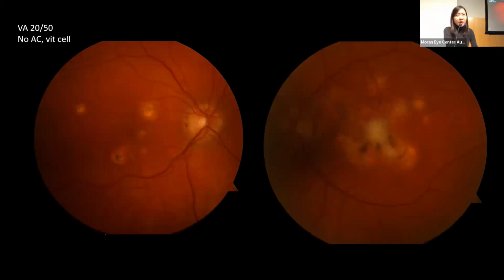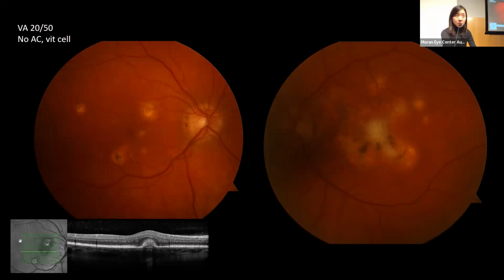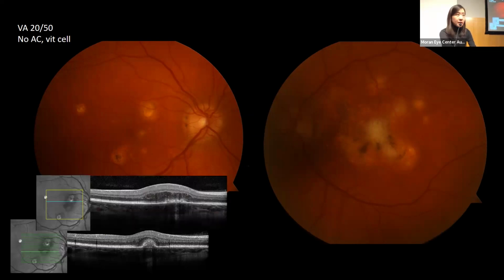On exam, the right eye vision had dropped to 20/50. There was no anterior vitreous inflammation. In the back, there are active chorioretinal lesions, and OCT showed that these lesions were sub-RPE. And then adjacent to it, there was an active CNV with associated intraretinal fluid.